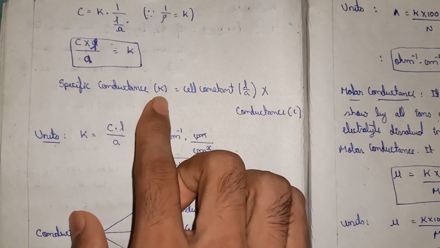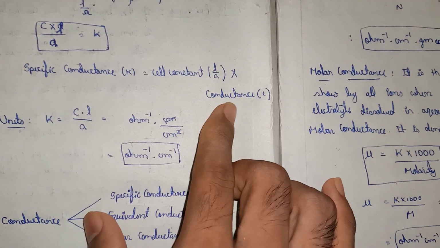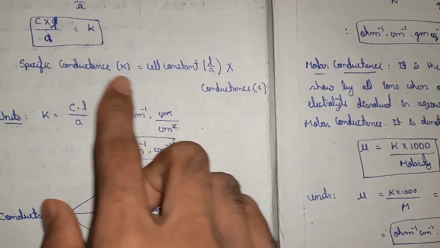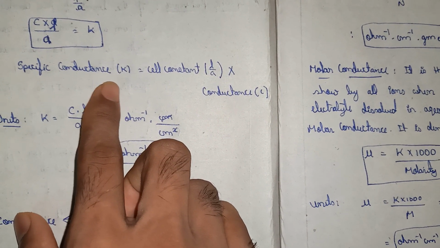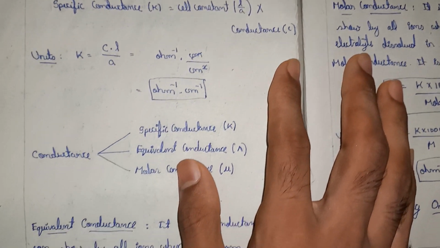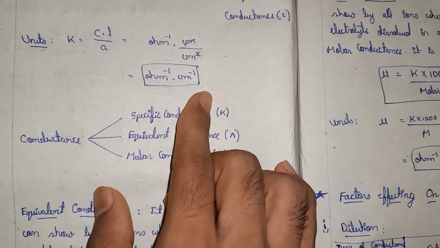Specific conductance can also be written in the formula: cell constant into conductance, where cell constant is L by A and conductance is C. Therefore, specific conductance equals cell constant into conductance. And the units are ohm inverse, centimeter inverse.